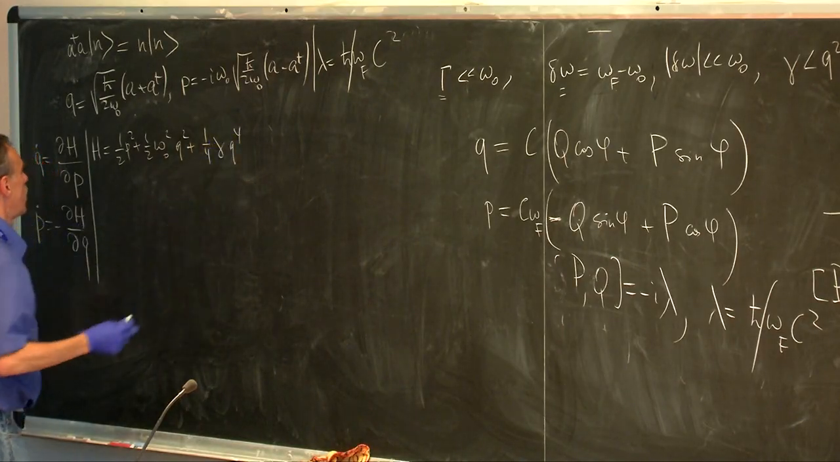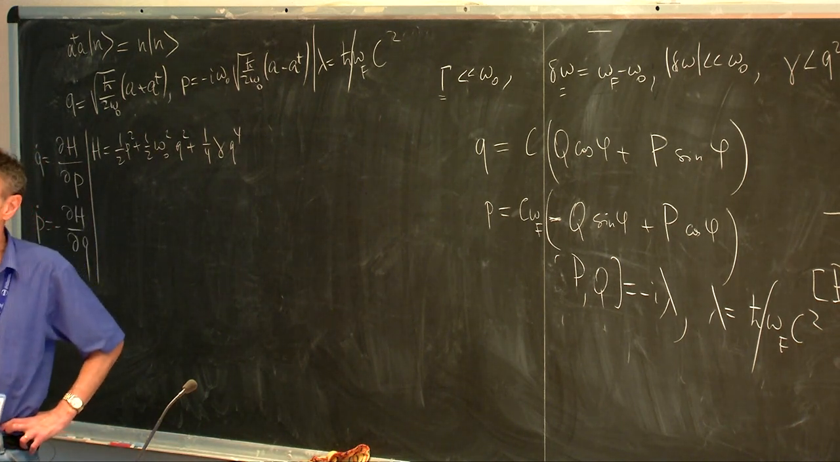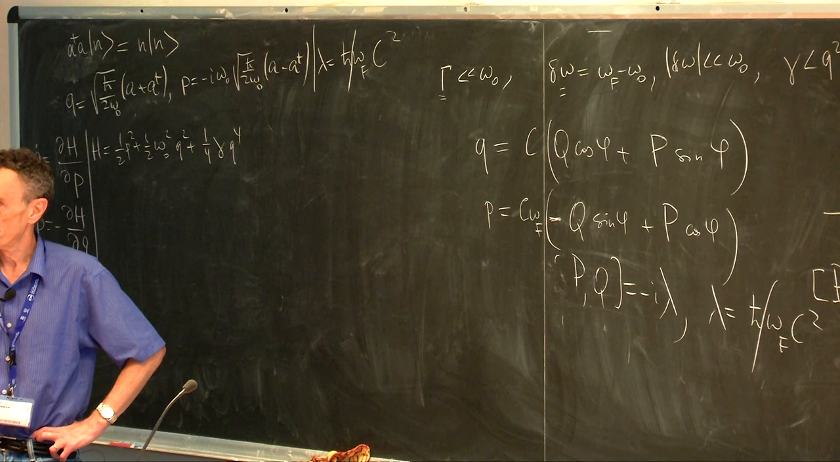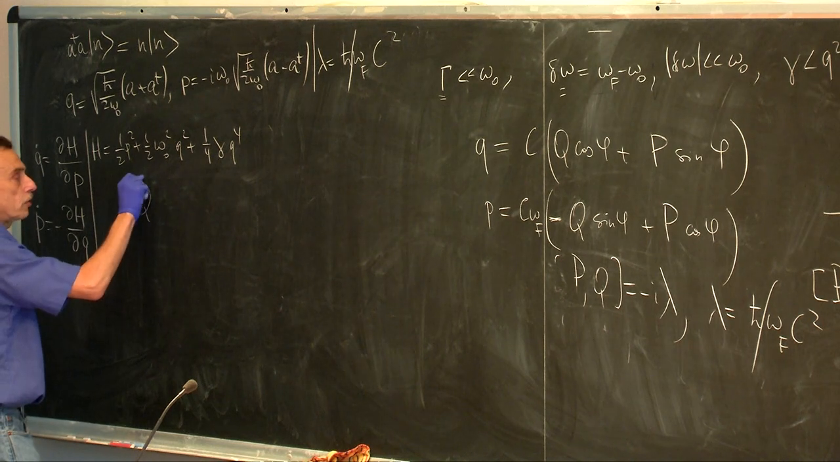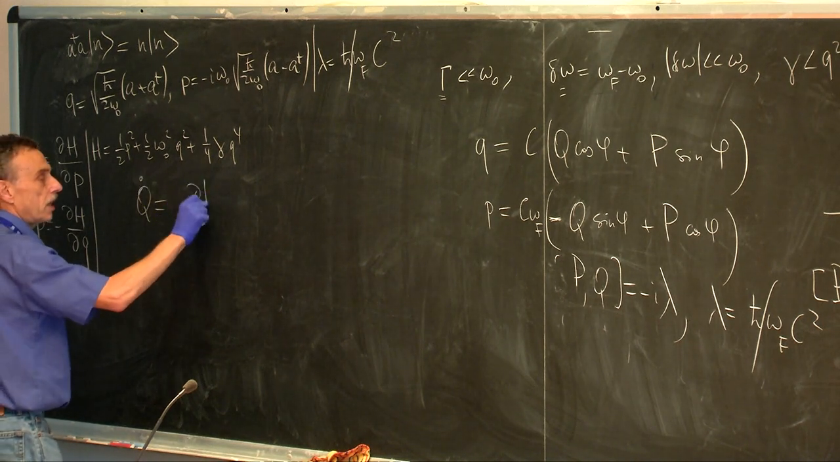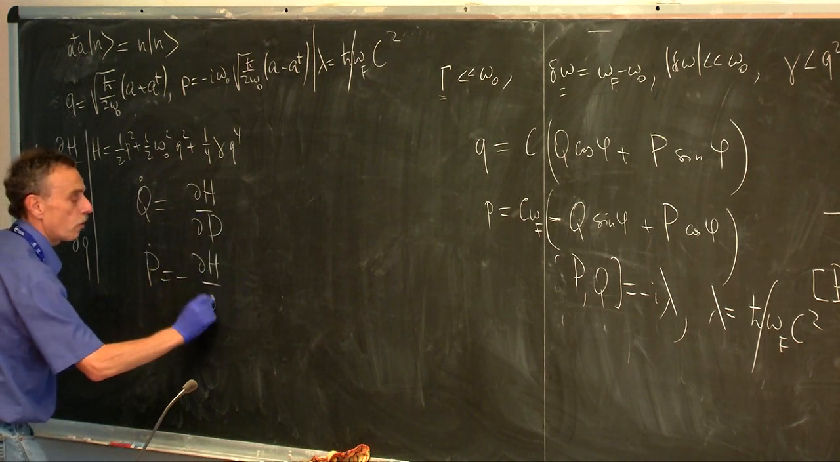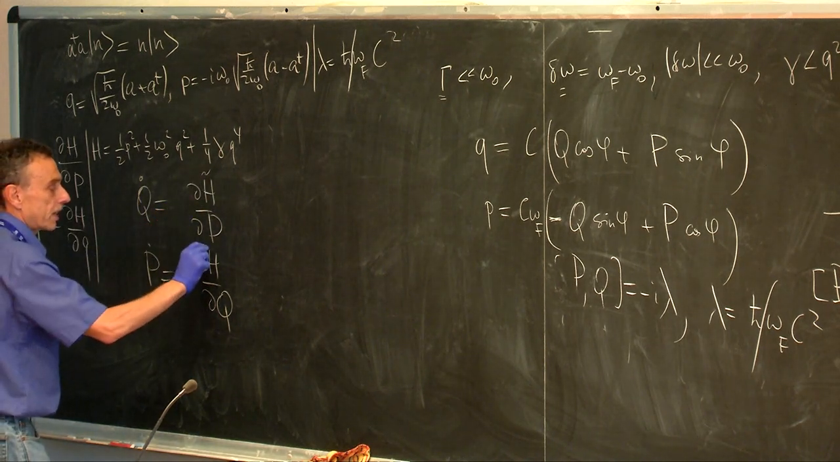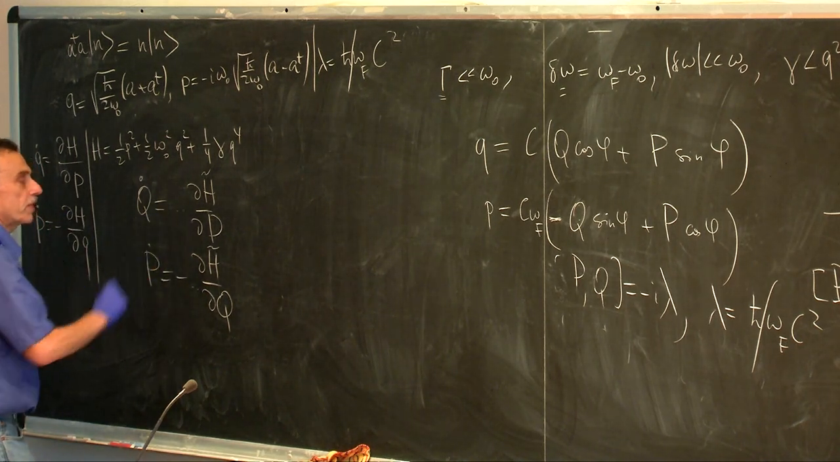And I now change variables to capital Q and P. And again, if this were a canonical transformation, I would have equation of motion, just Hamiltonian equation. I would have Q dot is dH over dP, and P dot is minus dH over dQ. This is not a canonical transformation, so my H will be rescaled. And there will be a coefficient here. We will figure this out.